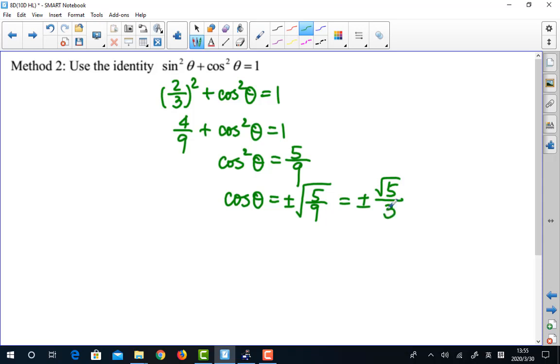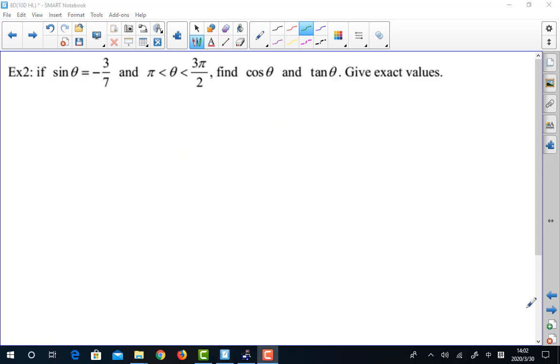So no matter which method I use to solve this problem, I can get the same results. There are two possible answers for cosine theta. Cosine theta can be equal to positive root 5 over 3 or negative root 5 over 3. In my view, both of these two methods are good ways to solve this type of trig problem.